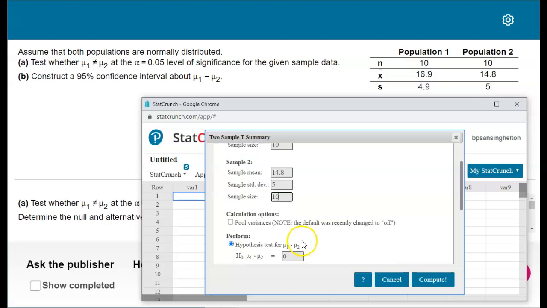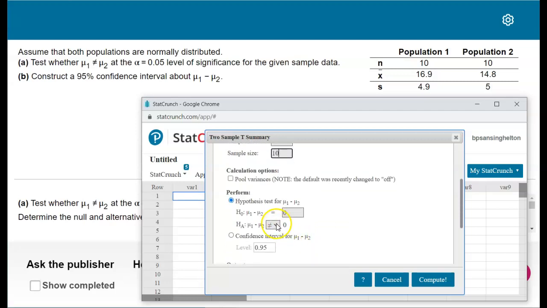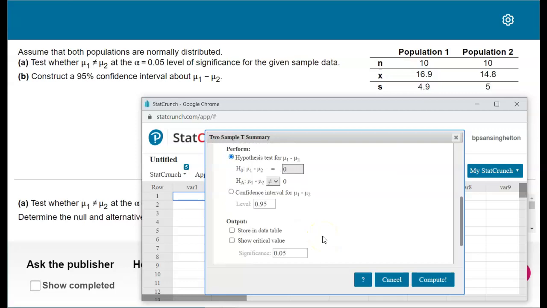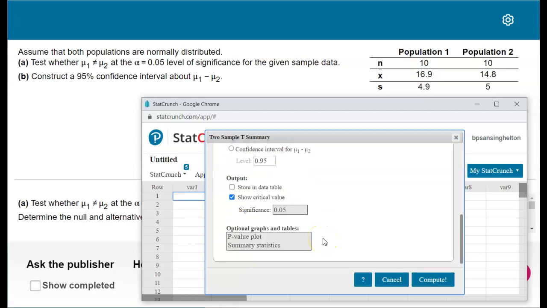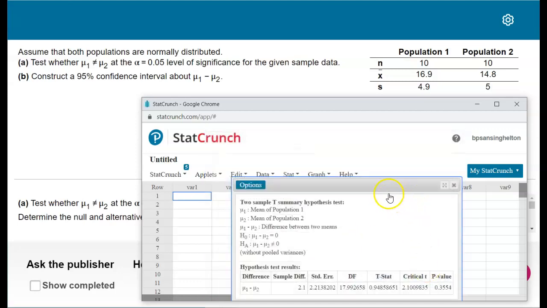We're going to do a hypothesis test, and we're going to try and figure out if the difference is not equal to 0. And we'll go ahead and show the critical value, even though it's not necessary. Okay, compute.